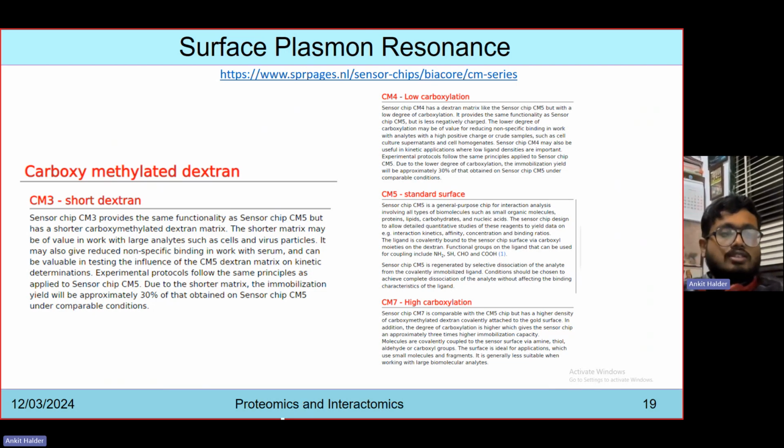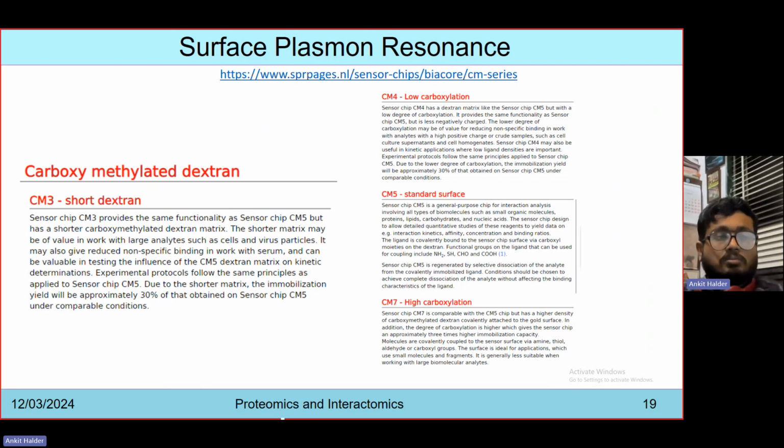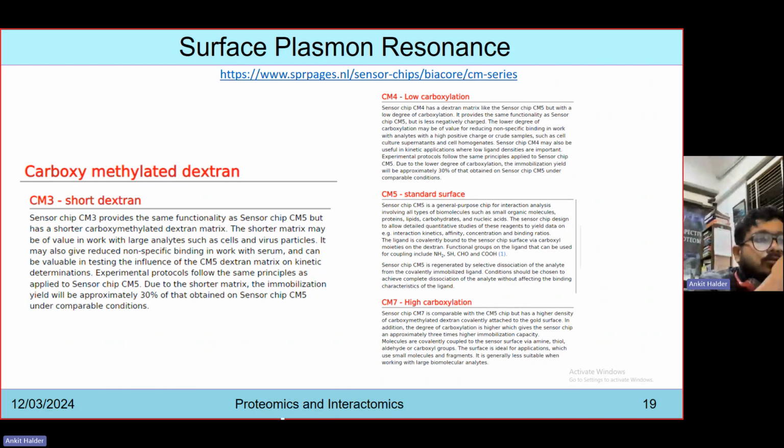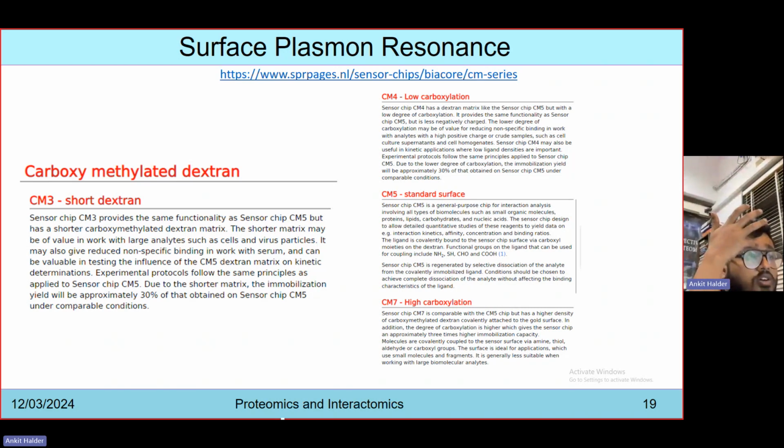Experimental protocols follow the same principles as applied to sensor chip CM5. Due to the shorter matrix, the immobilization yield will be approximately 30% of that obtained on sensor chip CM5 under comparable conditions. CM4 is a dextran matrix chip like CM5 but with a low degree of carboxylation, which we have already discussed.